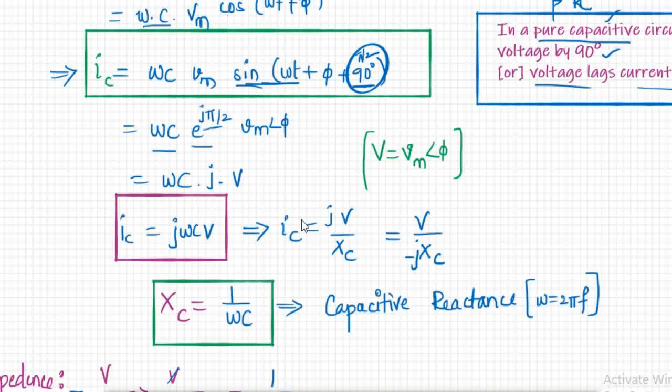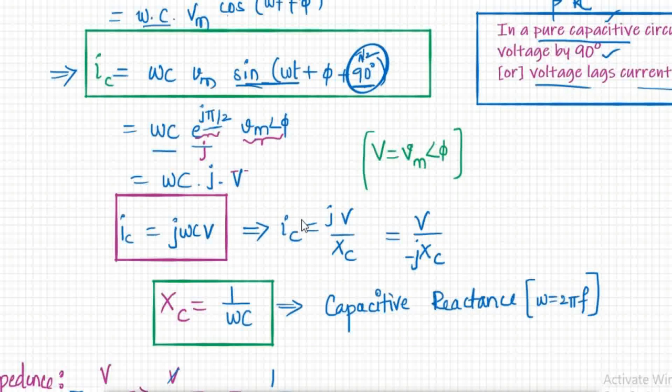So e power j pi by 2, Vm at an angle of pi. Here e power j pi by 2 can be replaced with the j operator, and Vm at an angle of pi can be represented with capital V. So we are going to get the current through the capacitor as IC equal to j omega c into V.